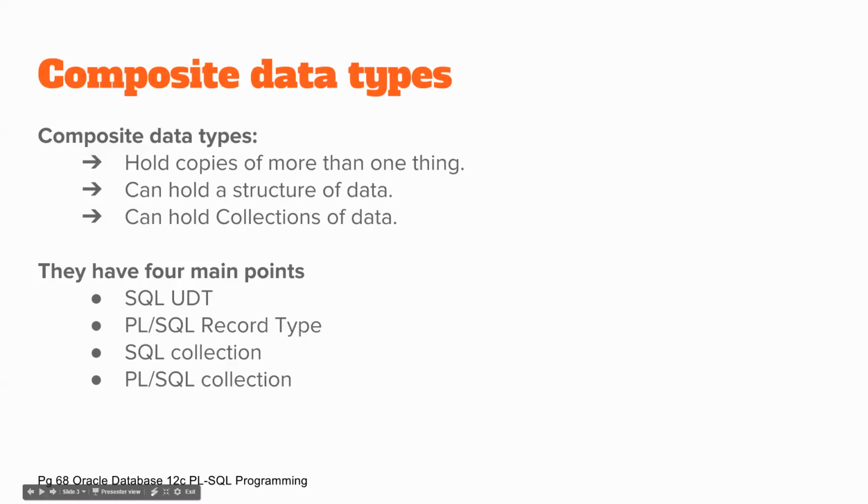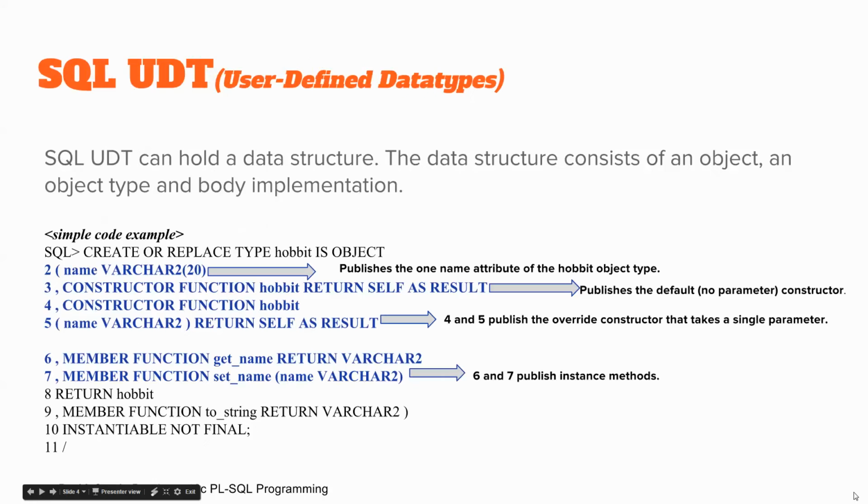So composite data types basically hold copies of more than one thing, and they can hold a structure of data and can hold collections of data. The 4 main points we're going to talk on the next few slides. So on the next slide, we talk about SQL UDT, your user-defined data types. They basically hold data structure. The data structure consists of an object, object type, and body implementation. And then below you can see a sample of script that implements that type of collection.